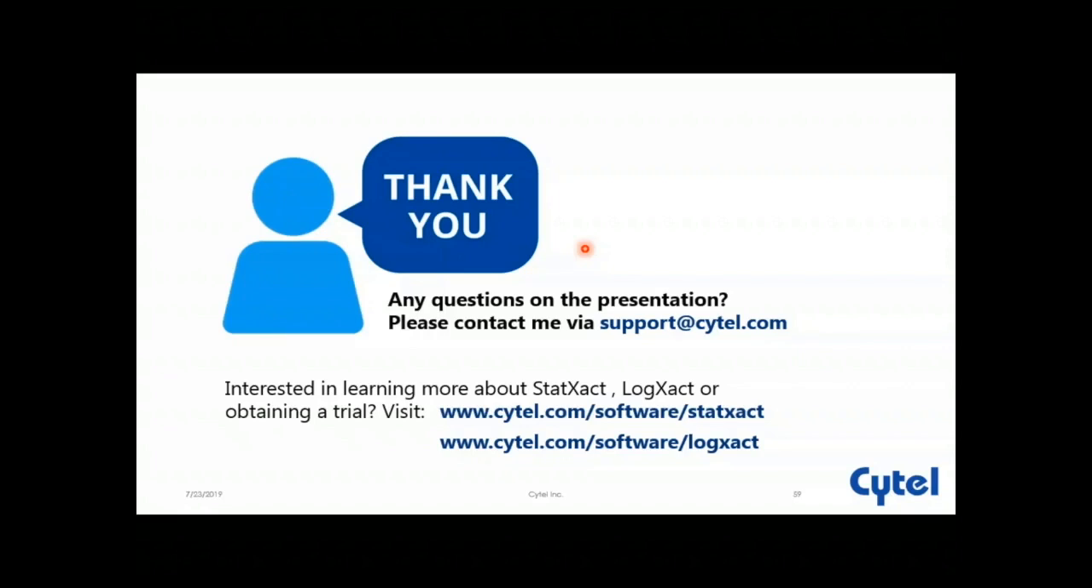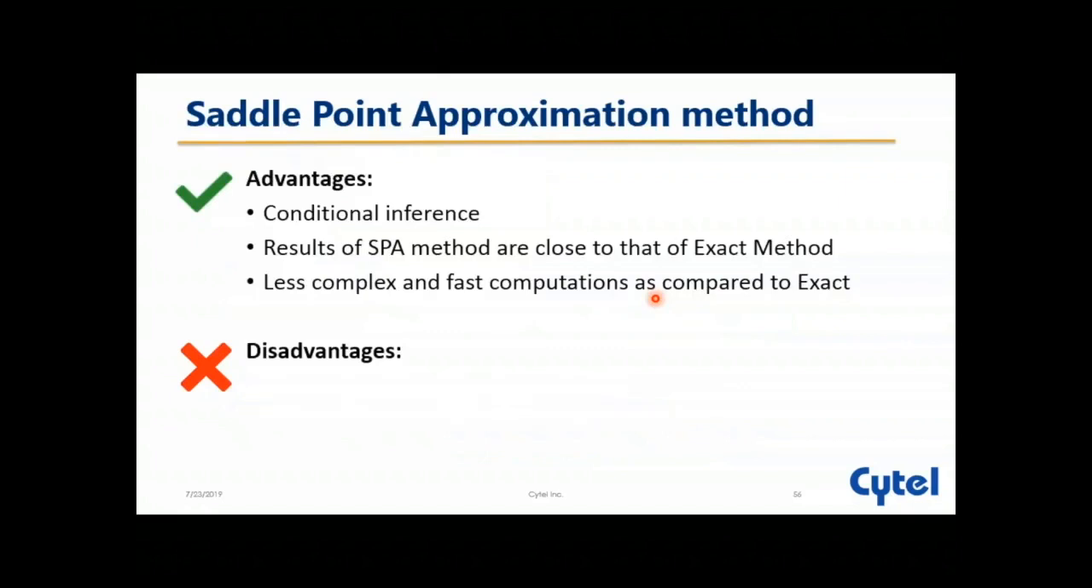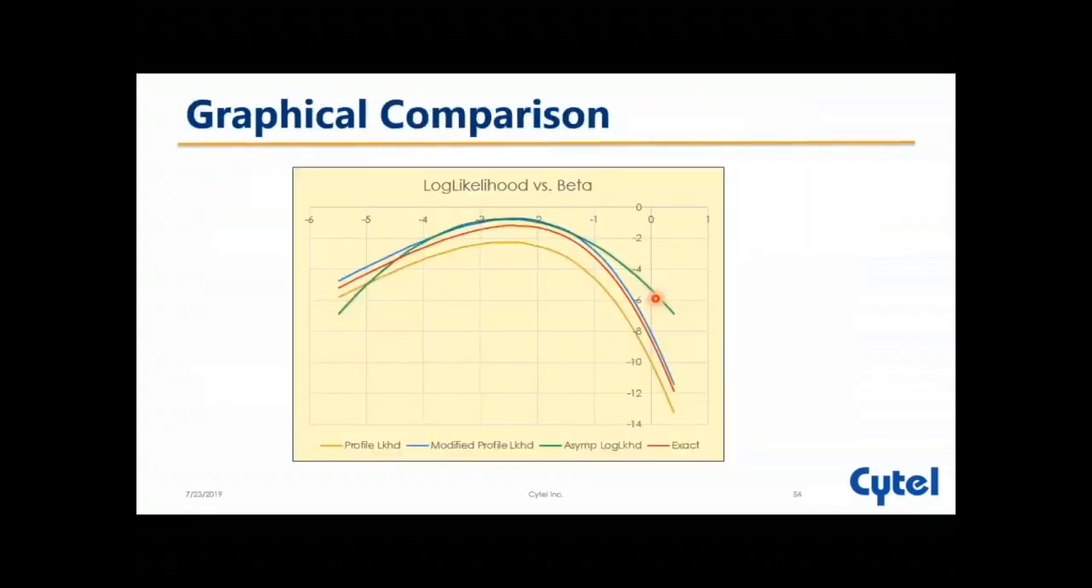The first one is going back to that plot on comparison of MLE, CMLE, and saddle point approximation. Would you actually say that saddle point approximation is an alternative to exact conditional method? To some extent, yes. If you're interested in precision, you want exact, precise values, then yes, you have to wait for exact and perform the exact analysis.